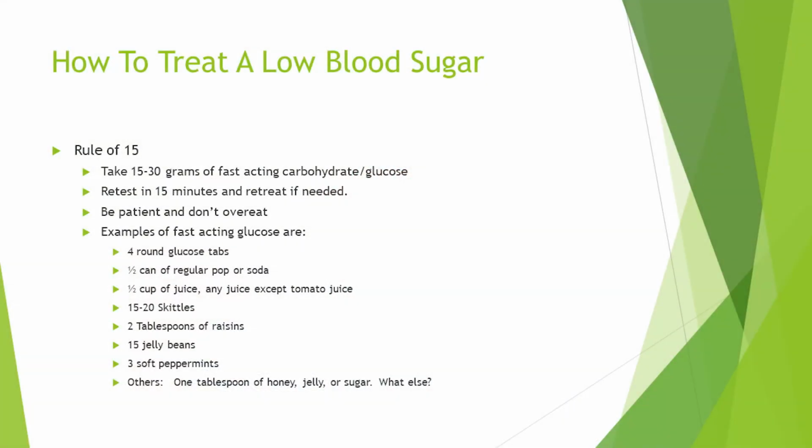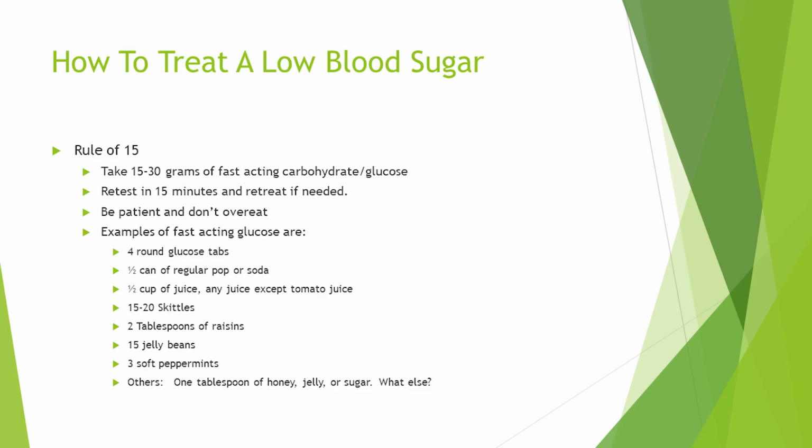So how do we treat a low blood sugar? We use the rule of 15. You'll take 15 to 30 grams of fast-acting carbohydrate or glucose. And I'm going to give you some examples of exactly what 15 grams looks like. Now let's use some common sense. If my blood sugar is 74, minor symptoms, I'm just going to use 15 grams, just enough to bring me up over 80, maybe 85 to be comfortable. If, however, my blood sugar is 40, 50, 60s, start with 30 grams. Start with a higher amount so that you can more rapidly recover from the hypoglycemia.